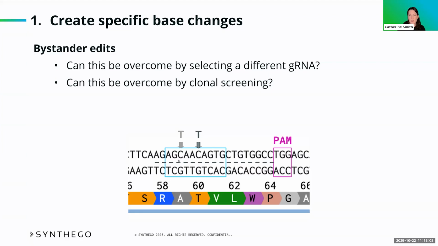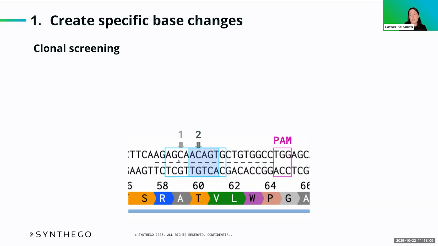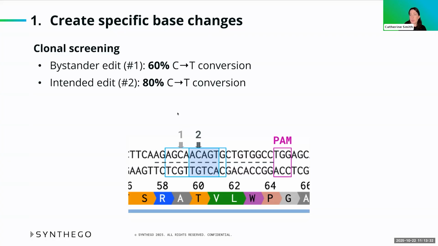And I think that this clonal screening strategy can be sort of hard to picture, so I've got a bit of an example here. In this case, if we were using Synthago's AccuBase CBE, our desired edit at position 2 does fall within the subregion of the editing window associated with higher editing efficiencies. This bystander site, on the other hand, is within the editing window, but it's a little bit outside of this ideal subregion. Therefore, in your population, you might expect to see a pattern like this, where the frequency of your intended edit is significantly higher than the frequency of your bystander edit.